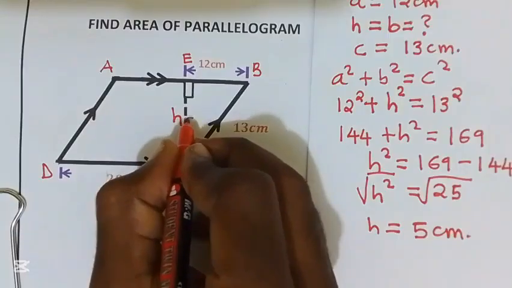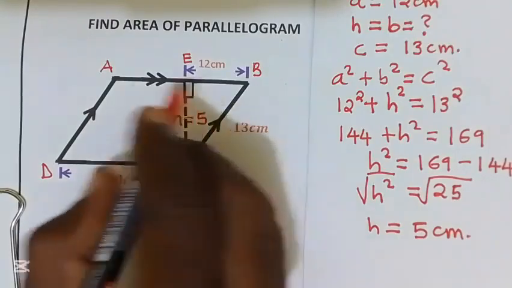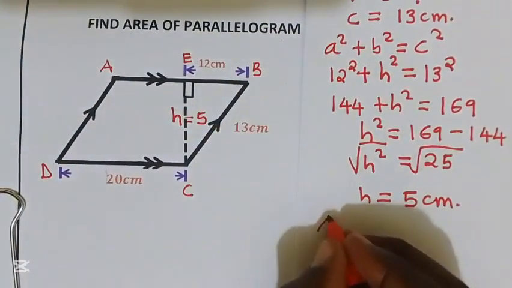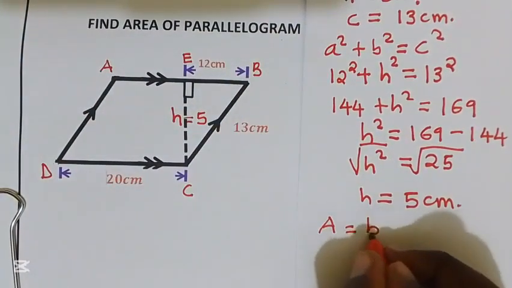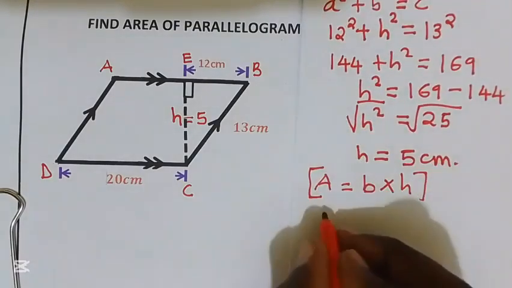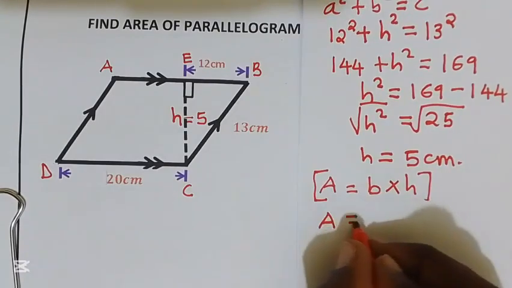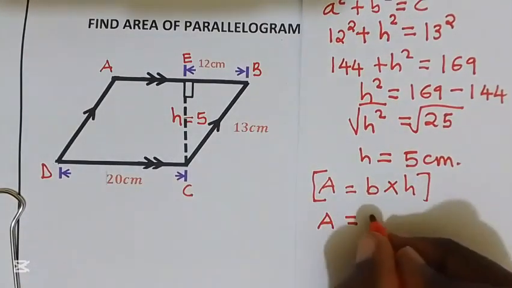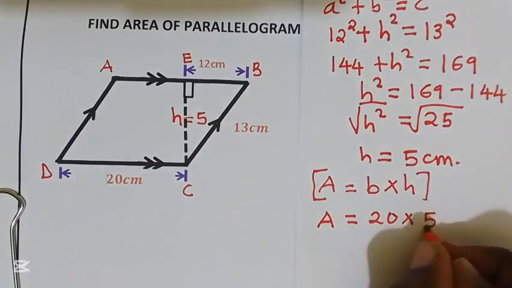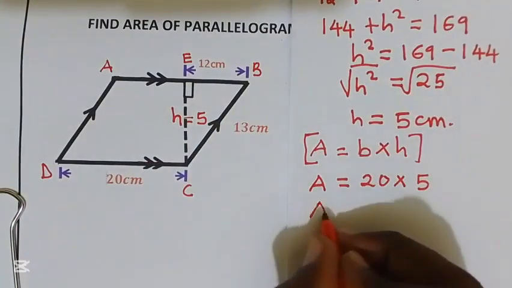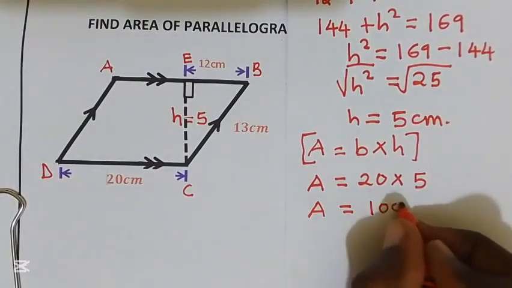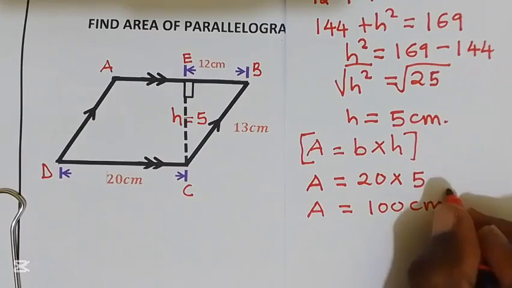Since we get our height equal to 5, now we can get the area of this parallelogram. Area is given by base multiplied by height. Our area will be equal to our base, 20, multiplied by height. We got 5. We're going to get our area is equal to 100 centimeter square.